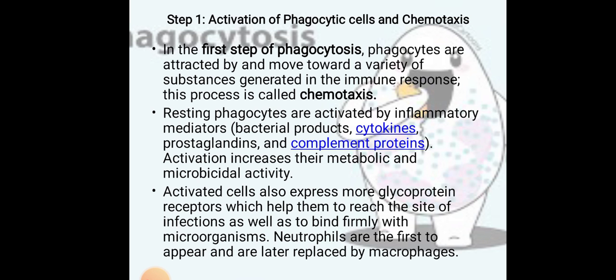Once the phagocytic cells are activated, they express a greater amount of glycoprotein receptors on their surfaces, which helps them reach the site of infection, and these receptors are helpful for binding with foreign particles, including microorganisms. The neutrophilic cells are the first cells to appear at the site of injury, and later on they get replaced by the macrophage cells.